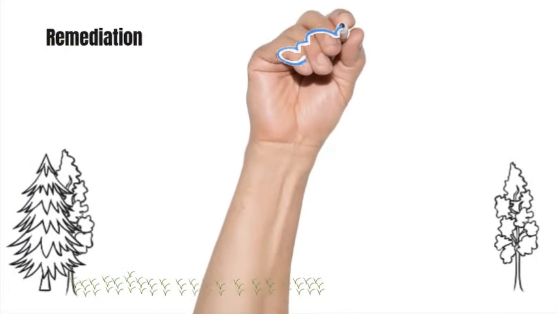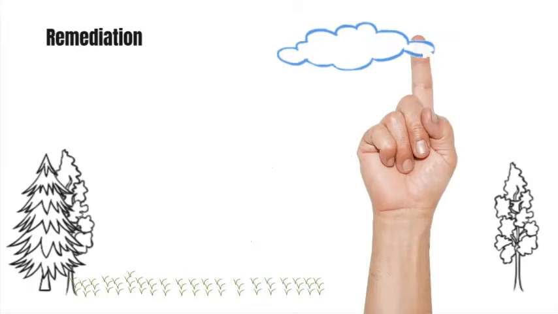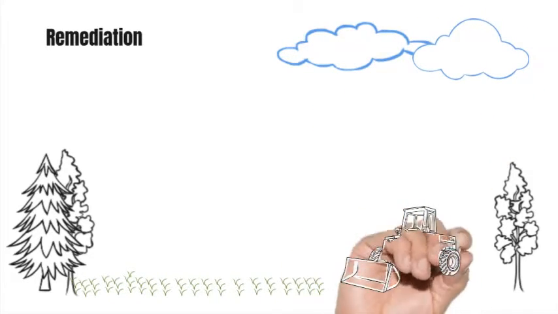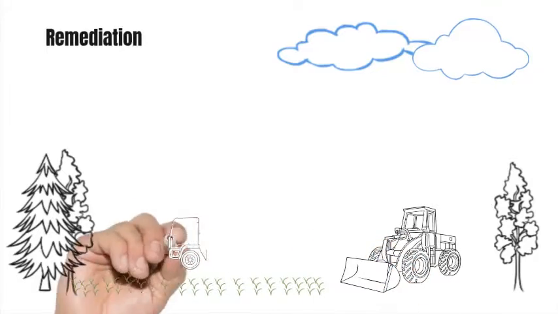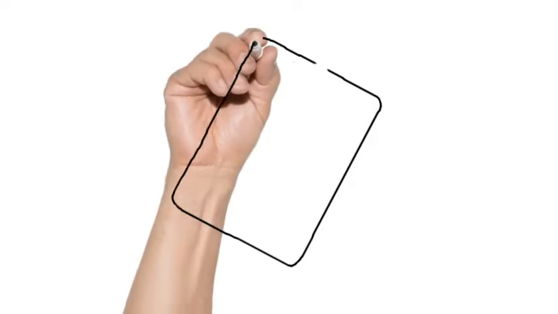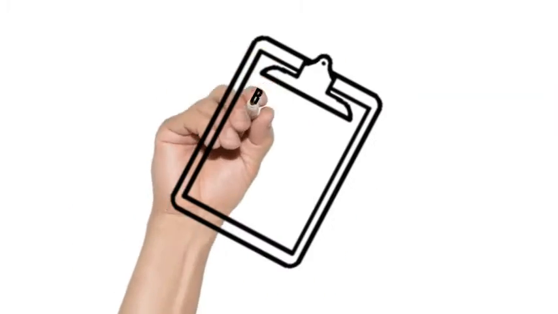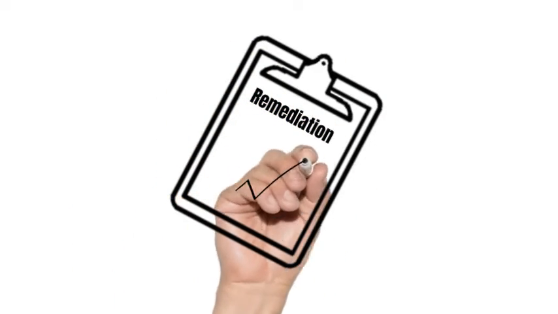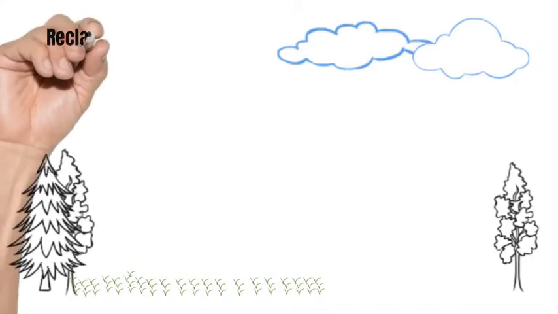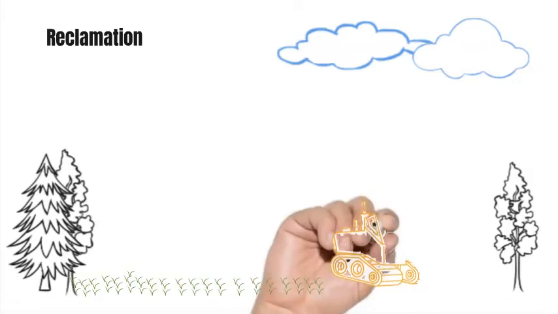If contamination is present and remediation is required, we move to this step, adhering to safe practices in accordance with what type of contamination is found. Once completed, we can begin the reclamation stage of the project.